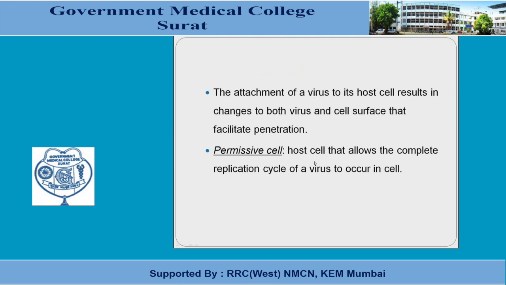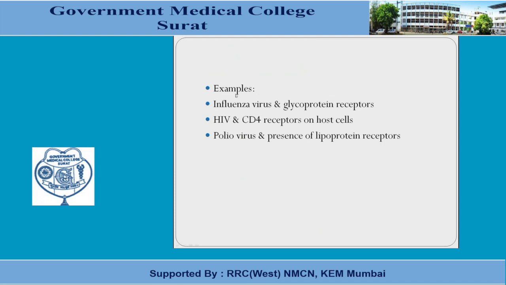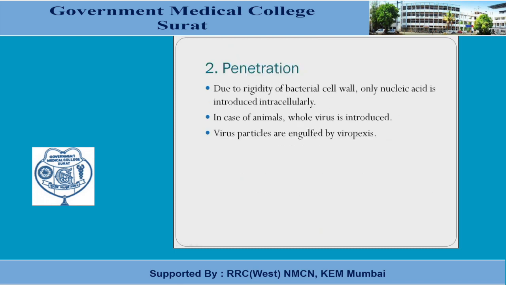Then a permissive cell is a host cell that allows the complete replication cycle of the virus to occur in it. Examples are the influenza virus with its glycoprotein receptor, and HIV, where the CD4 receptor is important on the host cell. For poliovirus, there is a lipoprotein receptor. So these are compulsory for attachment. Then after attachment, there is penetration.